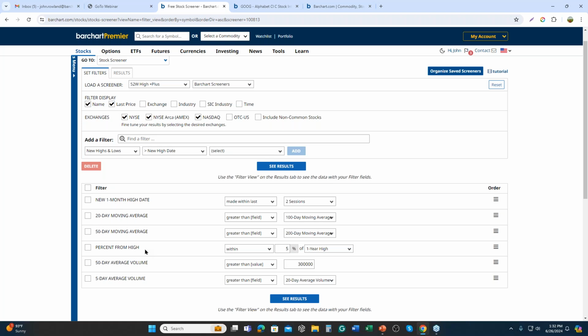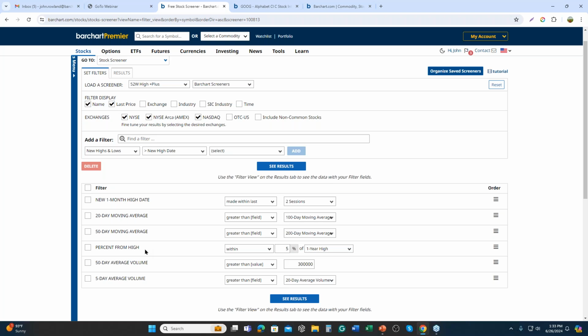Now I want to know if I'm getting close to my 52-week high. So I'm going to look at a percentage from high. In this case, my percentage from high is going to be about 5% of a 1-year high. So what I'm looking for is those stocks that are close to breaking out of a new yearly high, 52-week high, or are breaking out of a new 52-week high. Now remember, and this is an adage that I live by, you can't make a new high without taking out an old high.